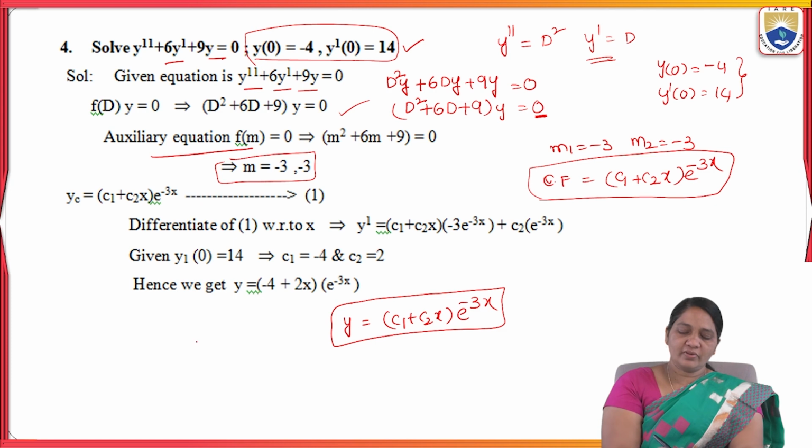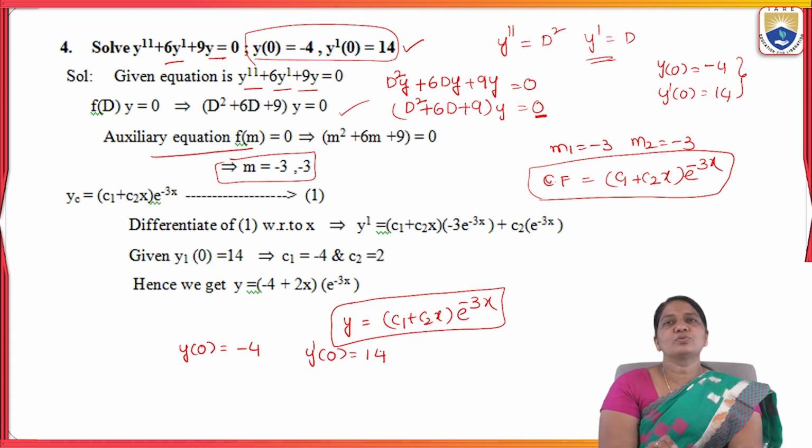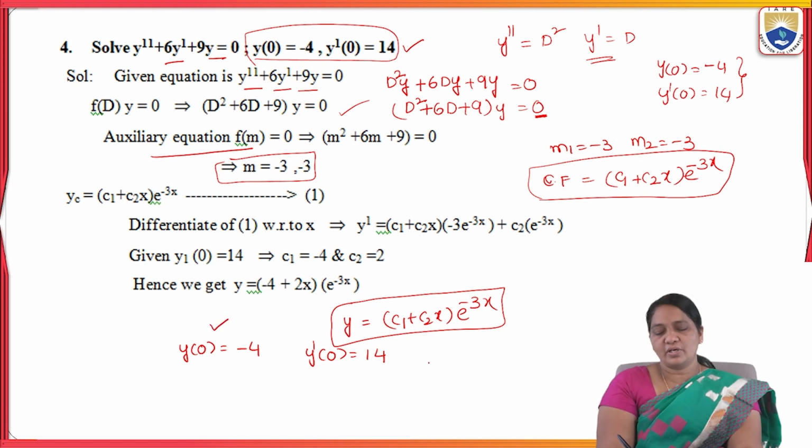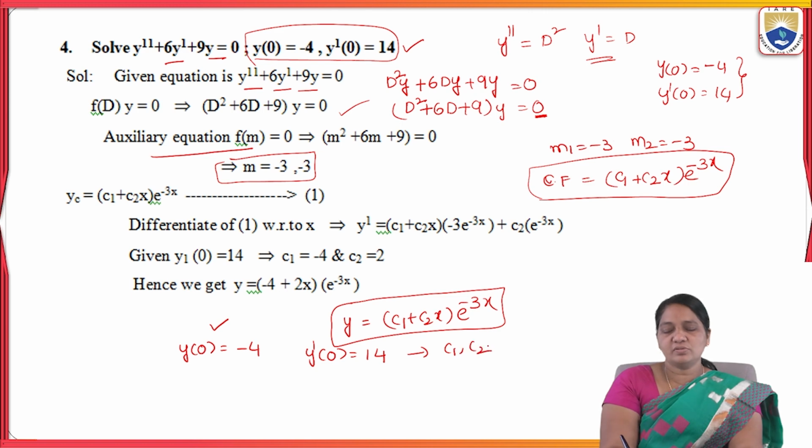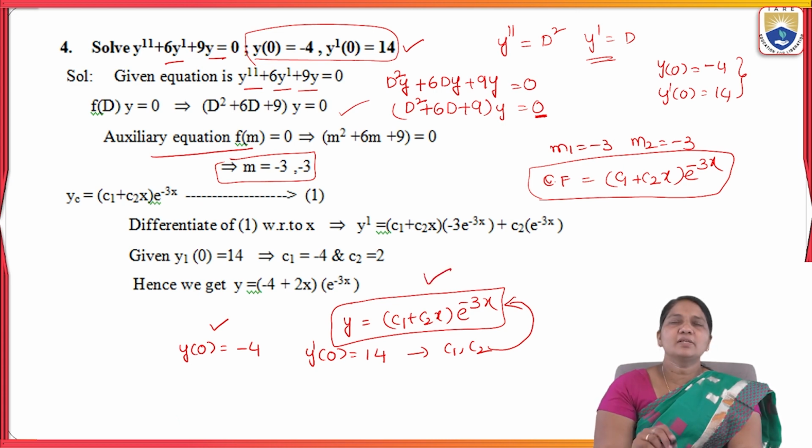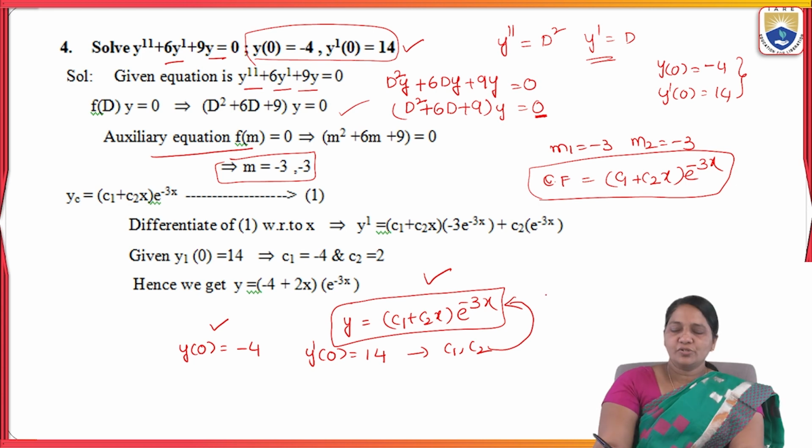But here they have given the conditions y(0) = -4 and y'(0) = 14. These two conditions we have. So what is the use of these conditions? From these conditions we are going to get the C1 and C2 values. Then we can replace C1 and C2 in this solution to get the final value of y. That is the simplification we are going to see here. So this is the solution of the given equation.